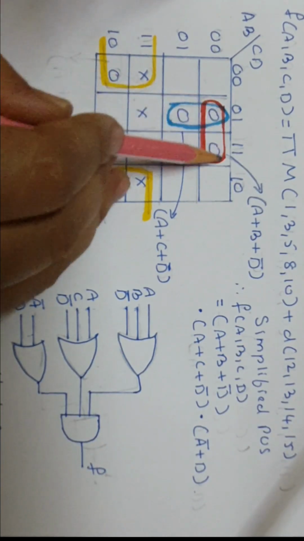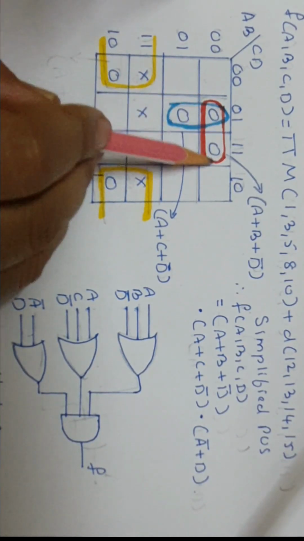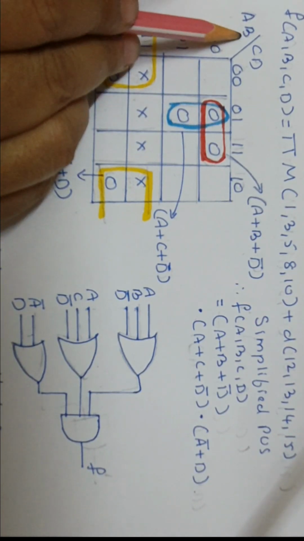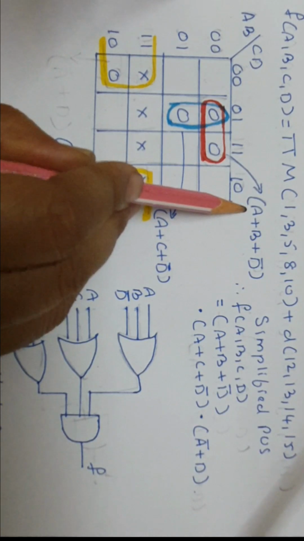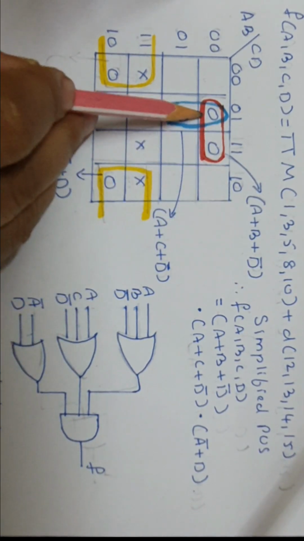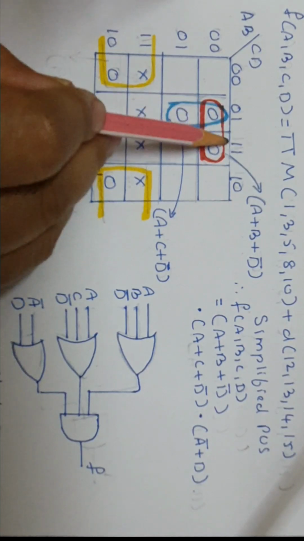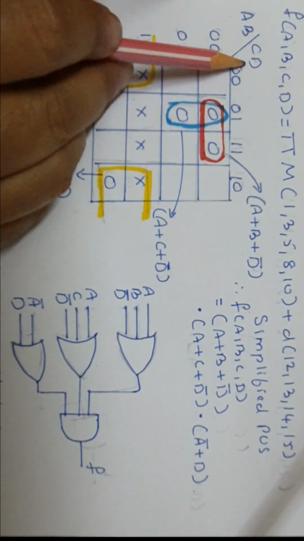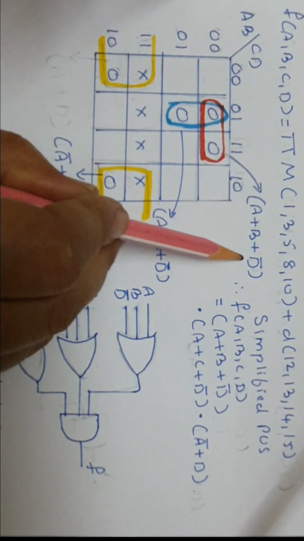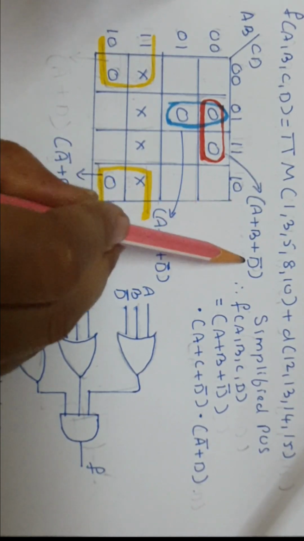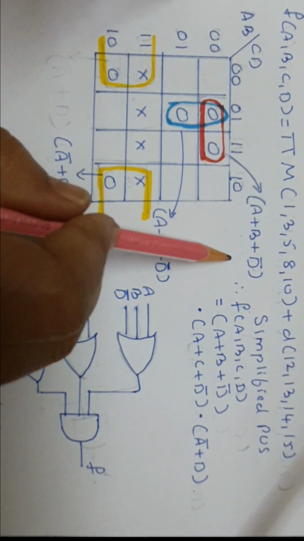Next we shall consider this pair. Both the members come in a single row, 0, 0 with respect to AB means as it is, A plus B. Next, these two zeros are covered in these two columns, 0, 1, 1, 1. That is the second one with respect to D, means D bar. Hence, row wise A plus B, column wise D bar.